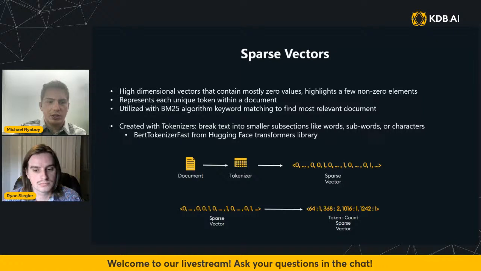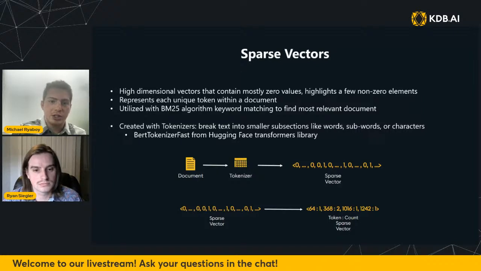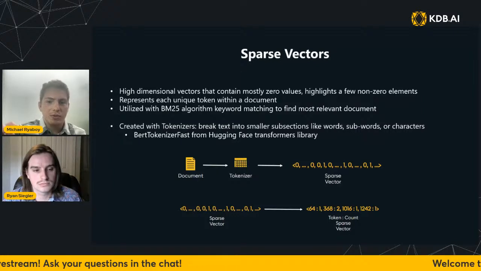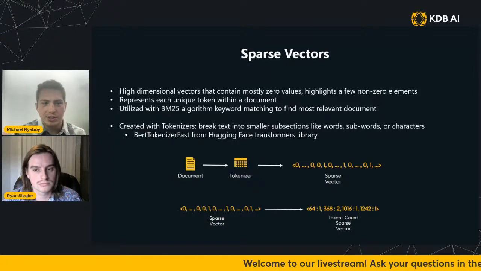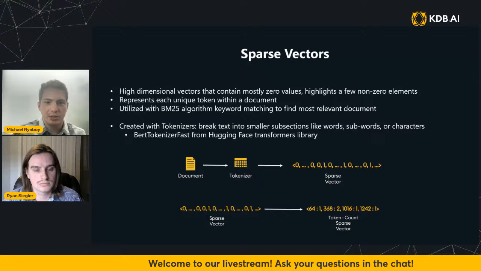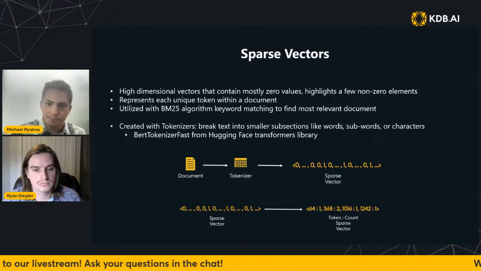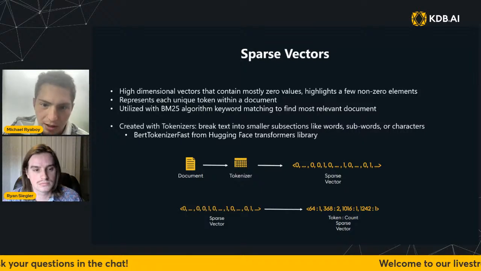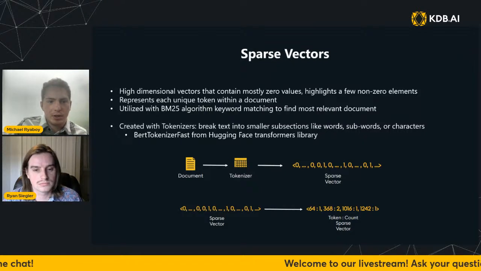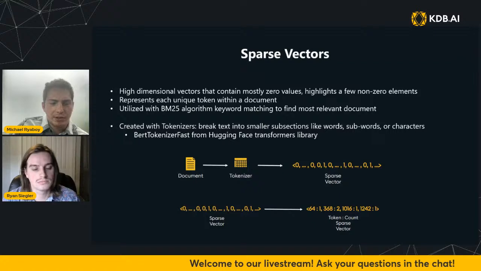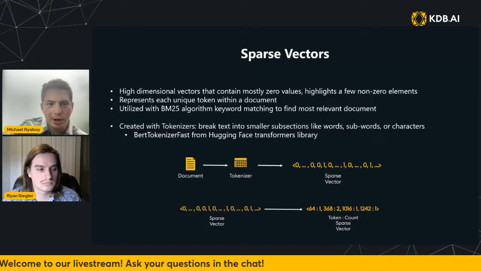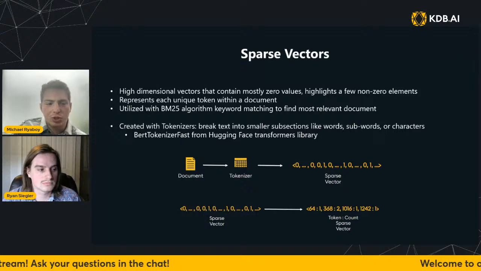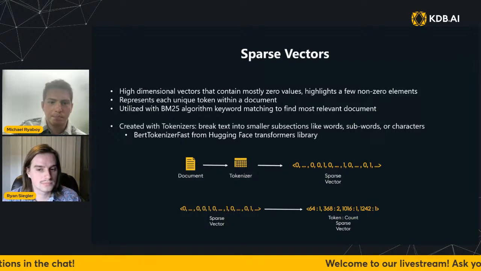Now, these vectors can also range into thousands of values, but most of these values are just 0 elements, and we highlight the non-zero elements. So it takes much less memory to store, but we have the advantage of actually having a count of each token, right? So if you have some lexicographically rich data, like legal documents, where every single word is extremely important, then sparse vectors will be extremely useful for you to find what you're looking for.